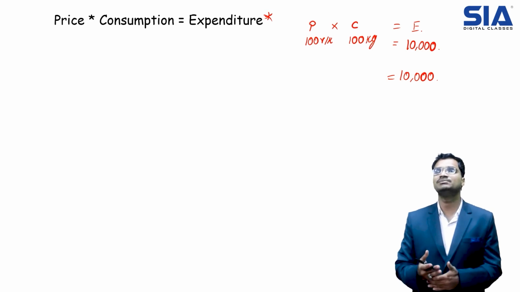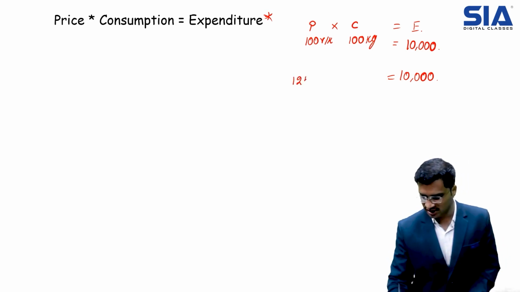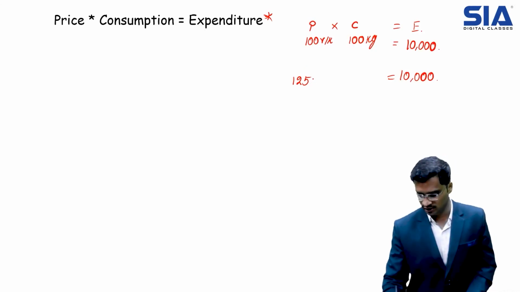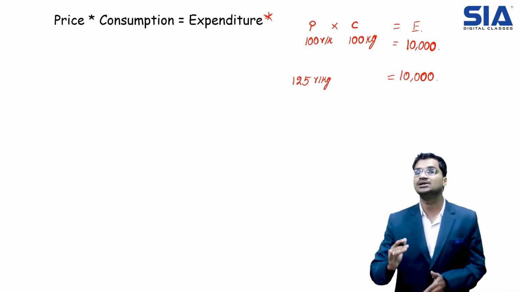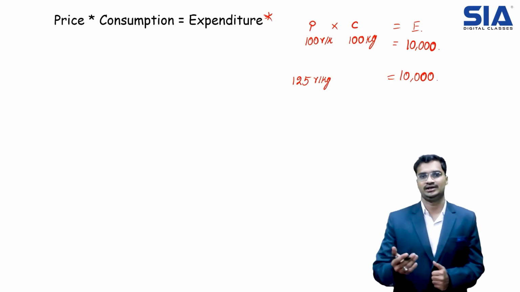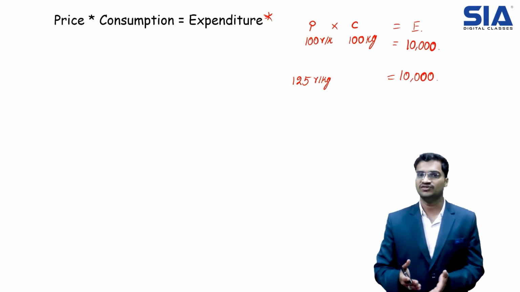If the price of sugar is increased from 100 to 125, it is increased by 25 rupees per kg. Now is the consumption increasing or decreasing? The consumption should be decreased. Now we have to find the percentage decrease of this consumption.